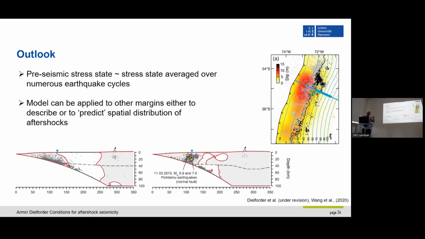So what we think is we have a relatively good idea of how to describe for global subduction zones where aftershocks may occur in the upper plate. And with that, I'm done, and I thank you very much for your patience and interest.